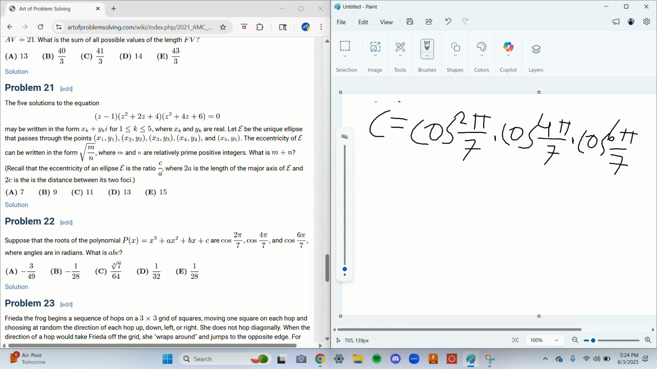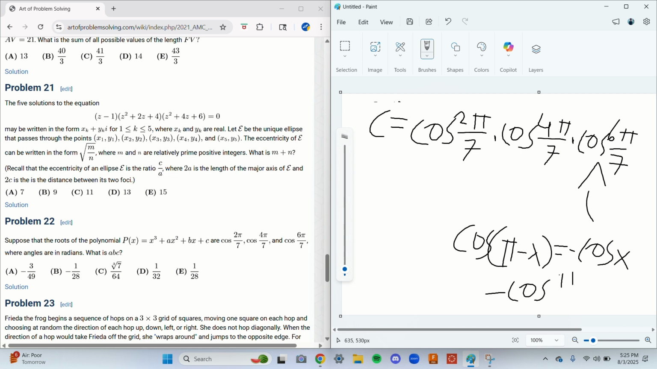Well, first off, let's look at cosine of 6 pi over 7 for a second. We know that cosine of pi minus x is equal to negative cosine x, right? This is one of the identities of cosine. So we can say that cosine of 6 pi over 7 is just going to be negative cosine of pi over 7. It makes it simpler, so that we have consecutive powers of 2 instead of just adding 2 to each one. So let's write that out.